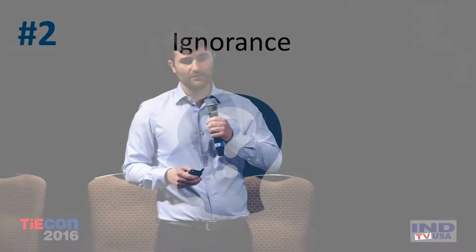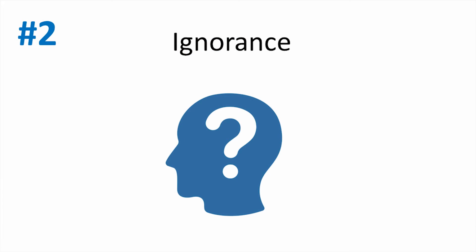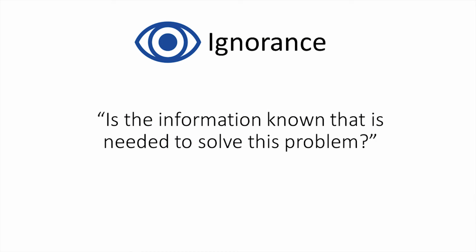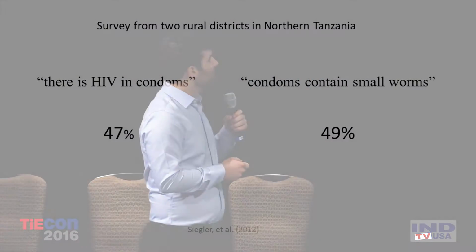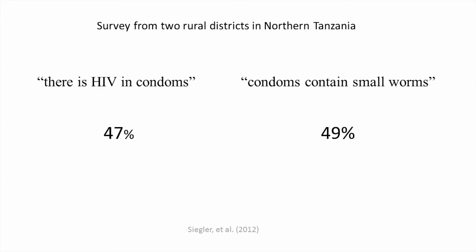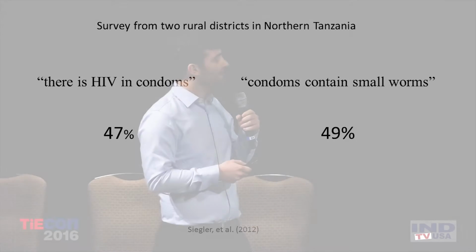And this leads us to I number 2 of the 4 I's framework, which is ignorance. So when you adopt this perspective, you ask, is the information known that is needed to solve this problem? So look at this disturbing survey that was done in 2 rural districts in northern Tanzania. They asked people what they believed about condoms, and they found that 47% of people believe that there is HIV in condoms, and 49% believe that condoms contain small worms.